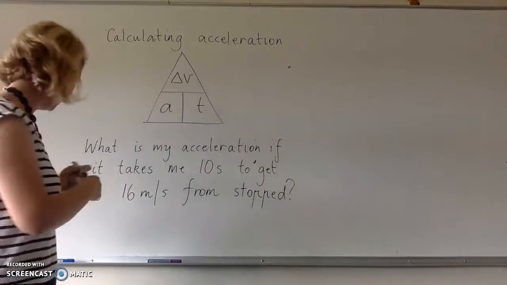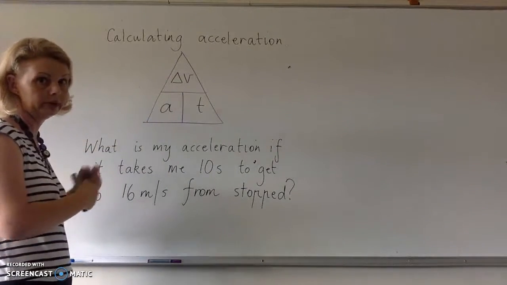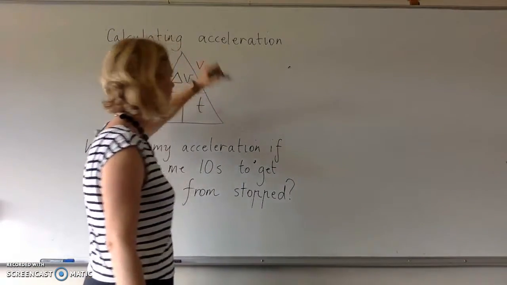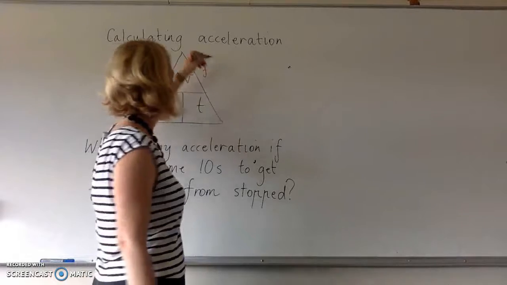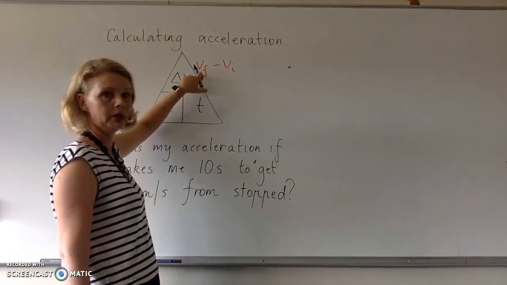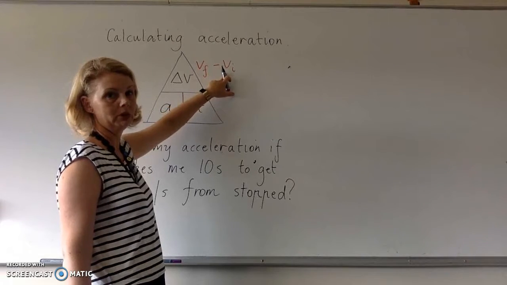I can write that another way. It doesn't look quite so strange. That is velocity final. Can you see the V, the F? Is that clear? Minus velocity initial. My final speed, take my initial speed.